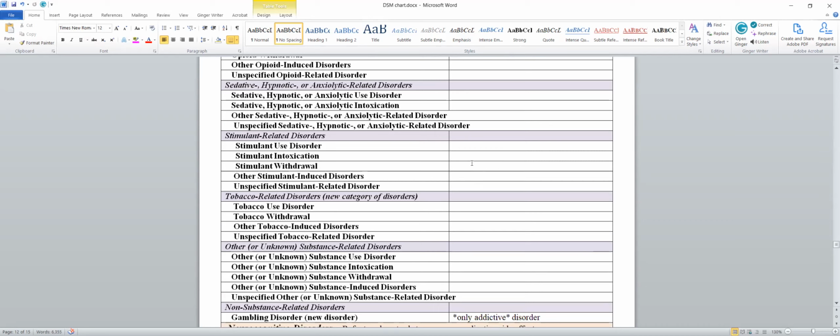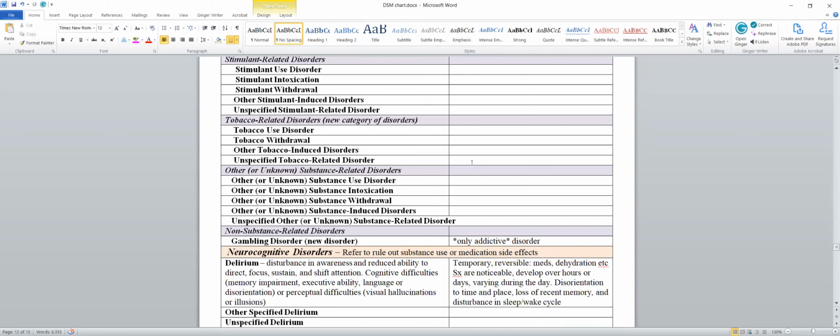stimulant-related disorders, stimulant use disorder, stimulant intoxication, stimulant withdrawal, other stimulant-induced disorder, unspecified stimulant-related disorder, tobacco-related disorders, tobacco use disorder, tobacco withdrawal, other tobacco-induced disorder, unspecified tobacco-related disorder, other or unknown substance-related disorders, other or unknown substance use disorder, other or unknown substance intoxication, other or unknown substance withdrawal, other or unknown substance-induced disorders, unspecified other or unknown substance-related disorder.